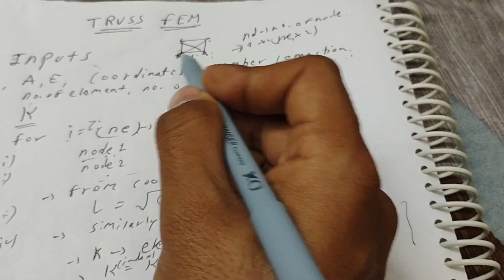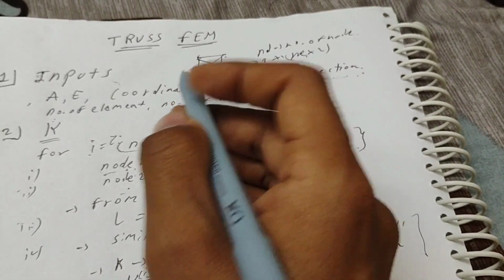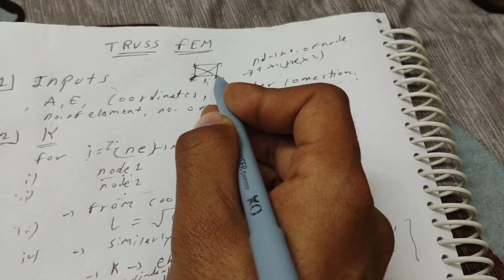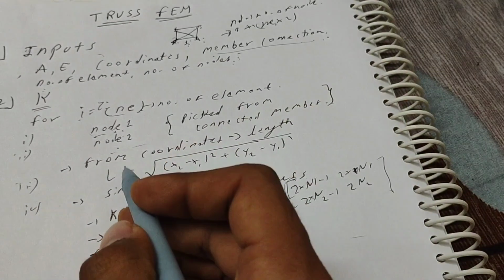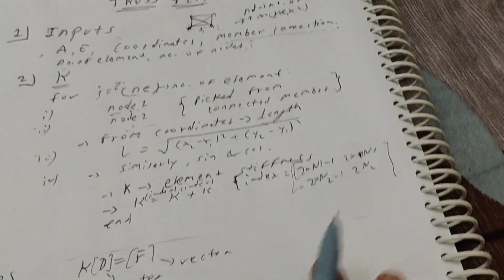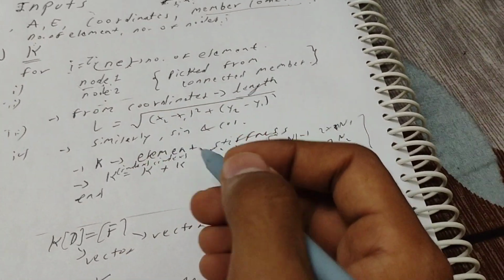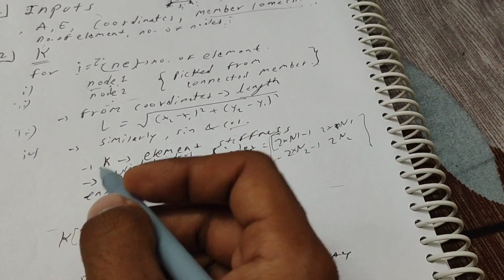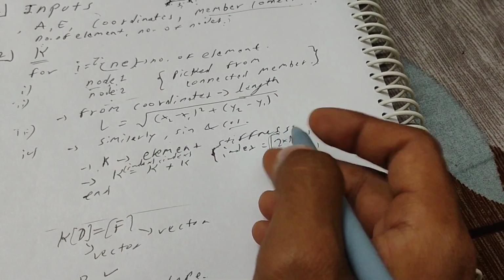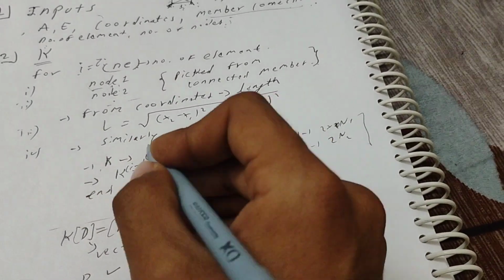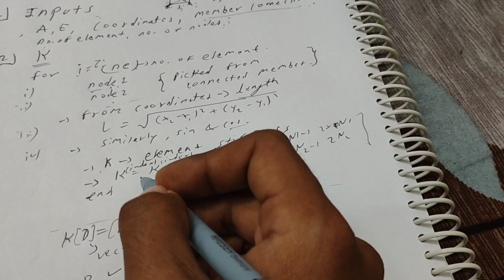What this helps is, we can now get the coordinates of these nodes. This is node 1, node 2, so we will get the coordinates, and from these coordinates we will get the length of that member, and also the sine and cos values. After getting these values we can easily create the element stiffness matrix, and then we will update it into the global stiffness matrix.